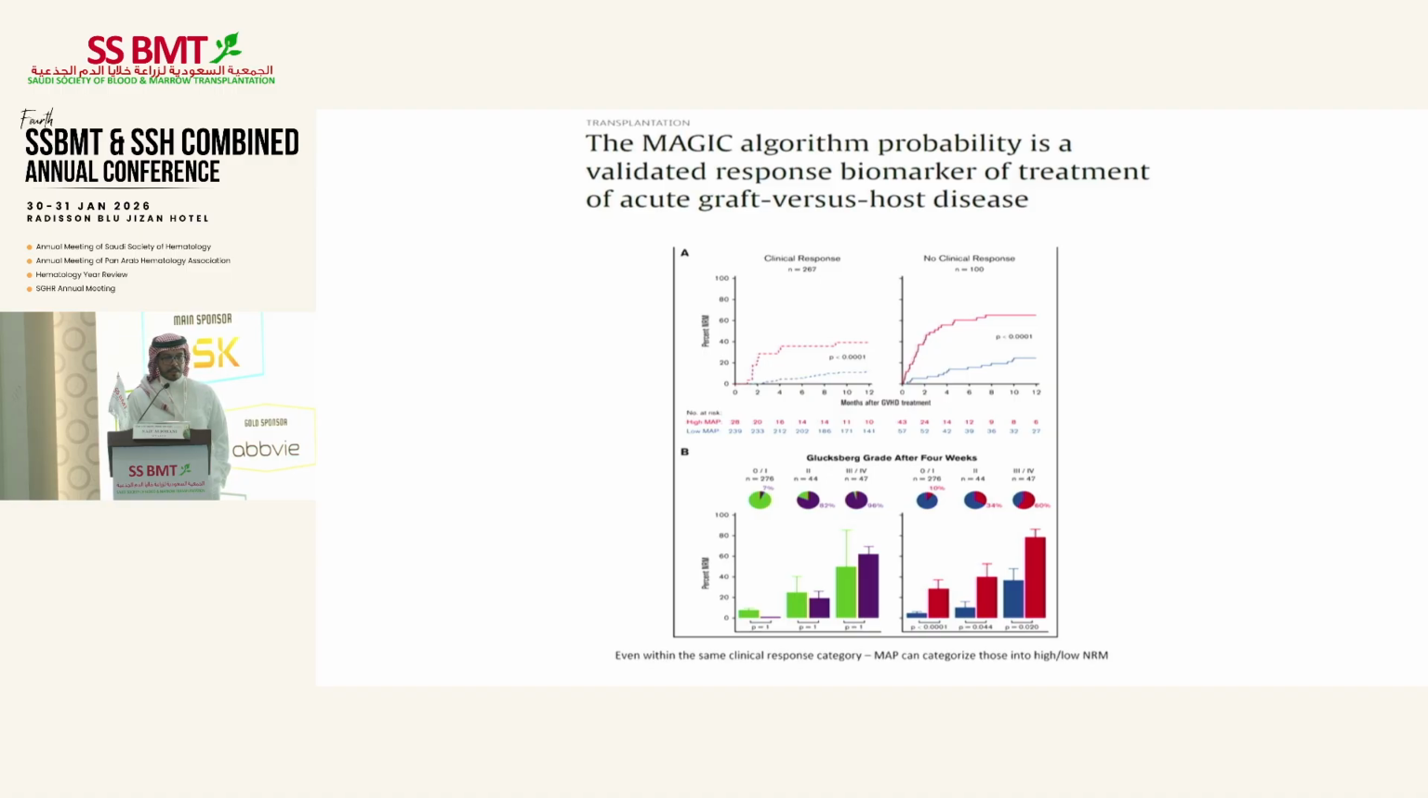As you can see at the bottom of the slide, the usual grading of acute GVHD was not able to do the same categorization of patients into higher or lower non-relapse mortality based on the grading per se. So it is clearly superior to clinical grading of acute GVHD in this clinical trial.